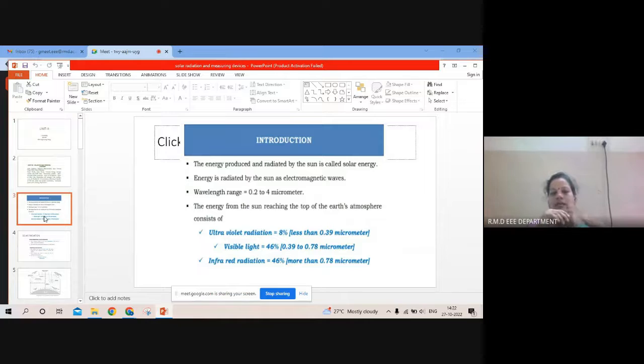Radiation having a wavelength less than 0.39 micrometer is known as ultraviolet radiation, which is about 8% of the energy reaching the top of the Earth's atmosphere from the sun. Radiation having a wavelength between 0.39 and 0.78 micrometer is visible light, which is about 46% of the total. And radiation of wavelength more than 0.78 micrometer is termed infrared radiation, about 46% of the total energy from the sun reaching the Earth's atmosphere.